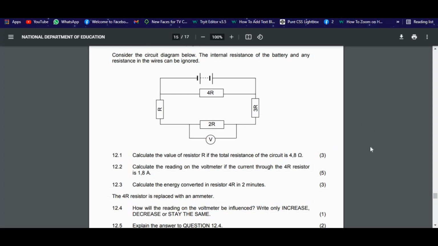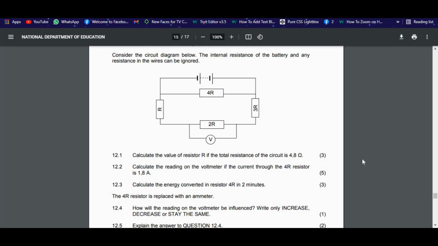It says consider the circuit diagram below. The internal resistance of the battery and resistance in the wires can be ignored. 12.1 says calculate the value of resistor R if the total resistance of the circuit is 4,8 ohms. Now guys, that is very simple. That's a gift. All you have to do is calculate the value of R. Please don't mess this one up. It's very basic. 12.2, calculate the reading on the voltmeter if the current going through the 4R resistor is 1,8 amps.